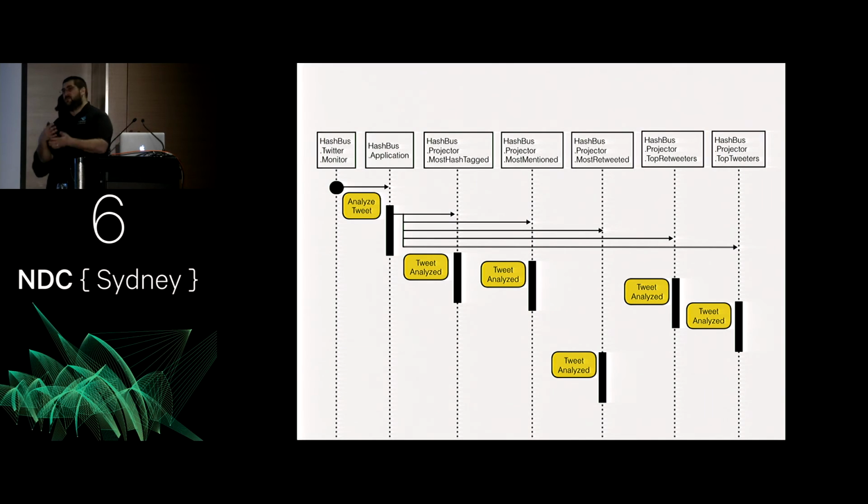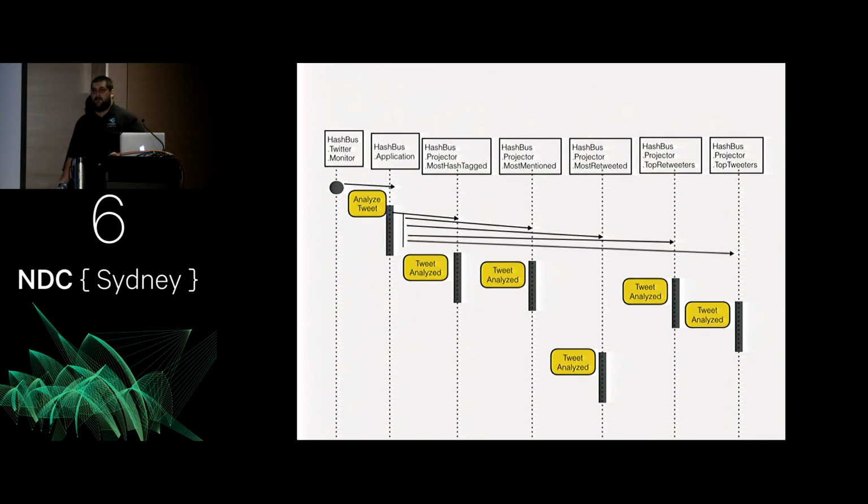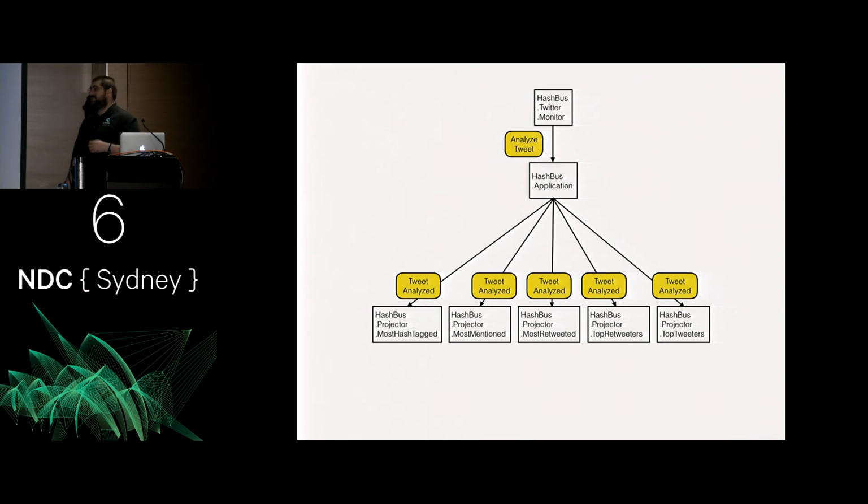Remember I said the endpoints aren't actually aware of each other. So this HashBus Twitter monitor, when it sends an analyzed tweet, it doesn't know where it's going. But the infrastructure is going to deliver it, and it's going to deliver it to this HashBus application. And then the HashBus application is going to publish an event, but it doesn't know where that event goes. But here we can actually start to see where that event goes. We can see the static relationships that happen between the endpoints. So we can pivot the diagram again. We can show the endpoints, and we can show the messages that flow between them.